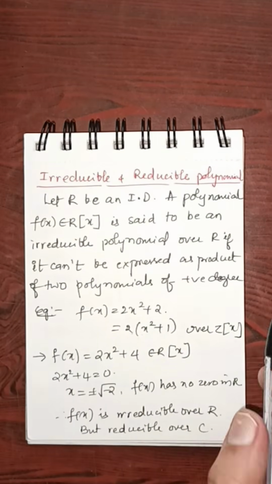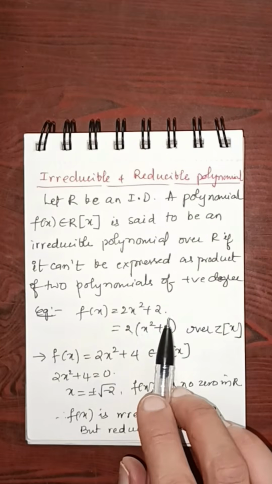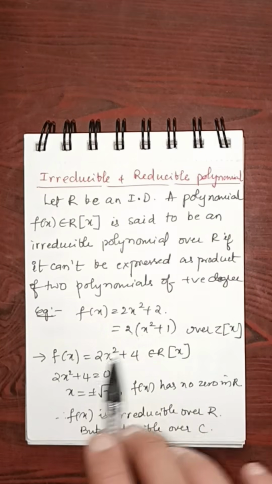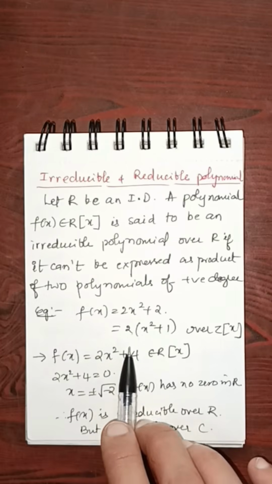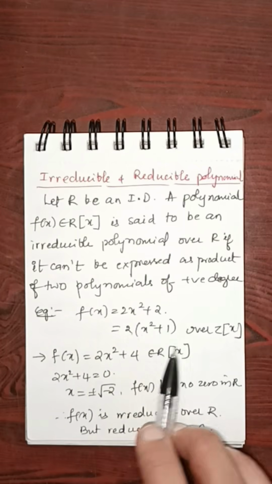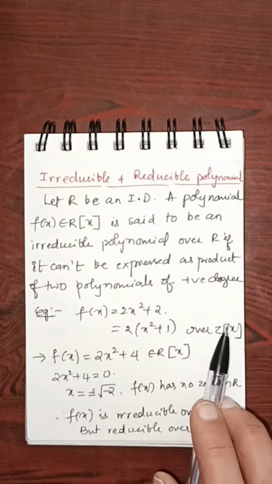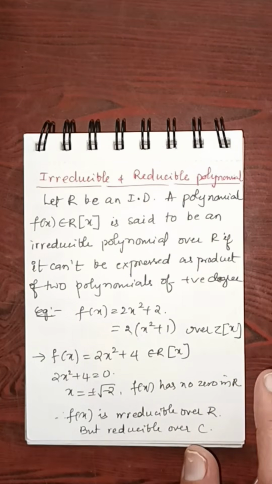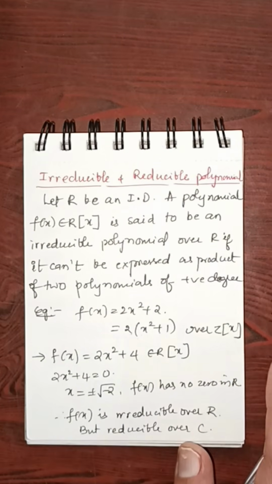Or else, one more way of checking the irreducibility is, for a polynomial of degree 2 or 3, you have to check whether that polynomial has a root or 0 in that field F. If it has a 0, then the polynomial is reducible, otherwise the polynomial is irreducible.